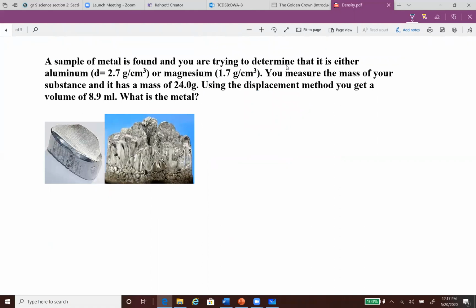So what if we have a sample of metal and we don't really know what it is? We talked about how metals have certain properties. One of the properties is a unique density. So imagine you have a piece of metal, but you think it's either aluminum or magnesium, but you're not really sure because aluminum and magnesium kind of look the same. There are things you could do, like magnesium, for example, is combustible. It will react with oxygen. So you could burn magnesium.